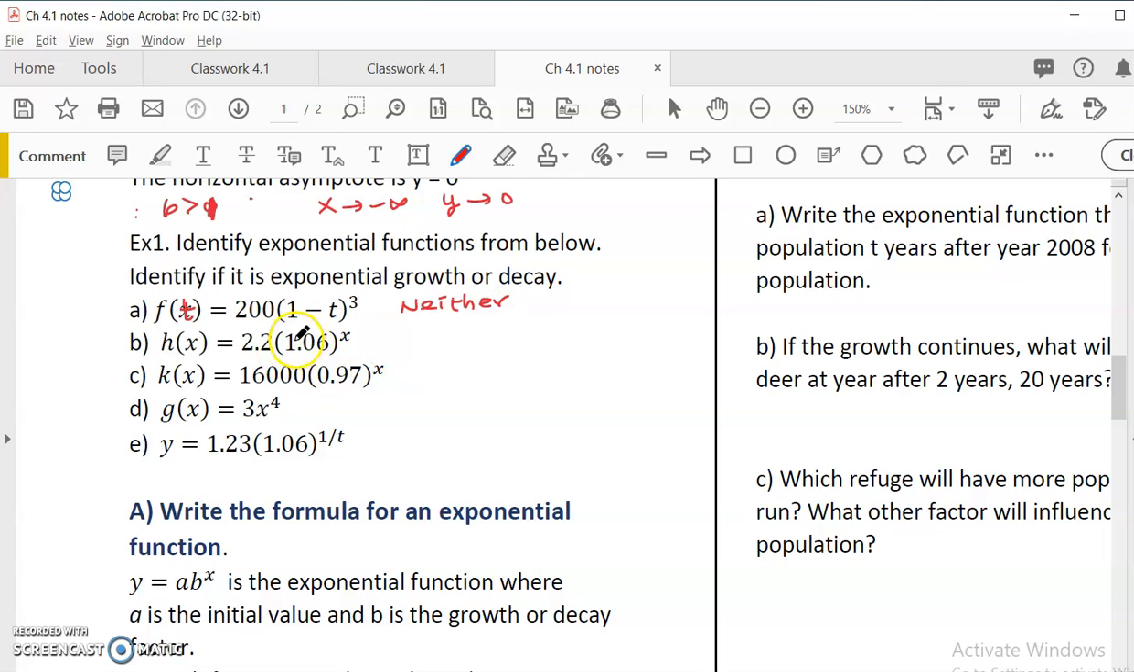Here the base is 1.06 and my x is in the exponent, so it is an exponential, and the base is greater than 1, so it is exponential growth. This one, I have b less than 1 and the x is in the exponent, so this is exponential decay. Next, I have x in the base, no, not exponential, right? Neither. It's just a polynomial function. And this I have a base, but I have 1 over t in the exponent, which is not t, so it's neither.